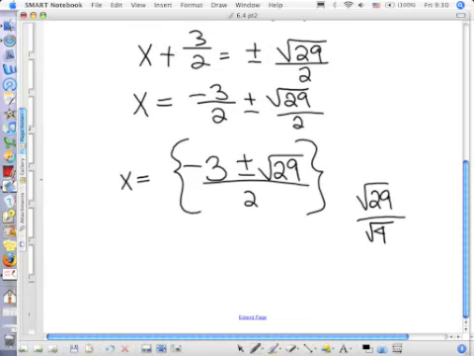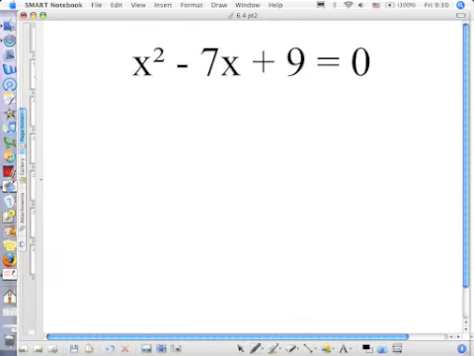What if 29 over 4 wouldn't have been able to reduce the denominator too? Then you would have to go back to our rationalizing the denominator and getting the radical out from under the denominator. Okay, but we're not going to deal with that today. All right? Our problems tonight, you're not going to have to worry about that. That's for the future. Okay?